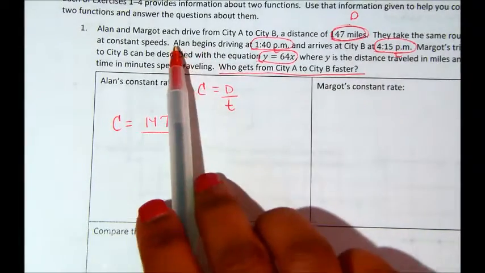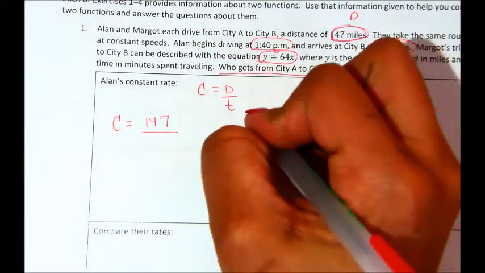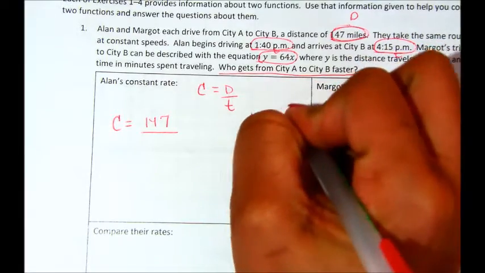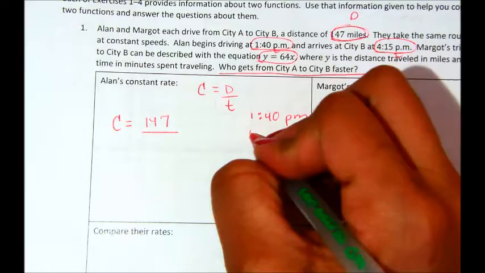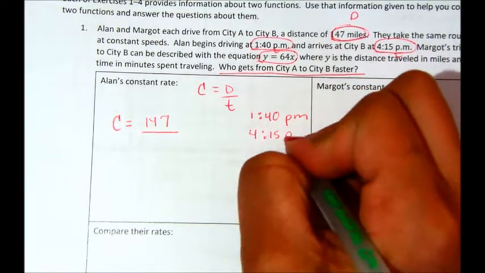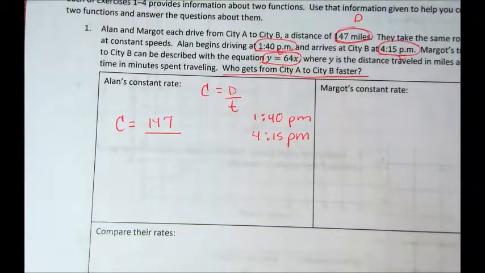All right, so I'm going to go to the problem. Allen begins driving at 1:40 p.m. and he's going to arrive to city B at 4:15 p.m. Remember that there are 60 minutes in each hour. How many total minutes did it take Allen to travel to city B?